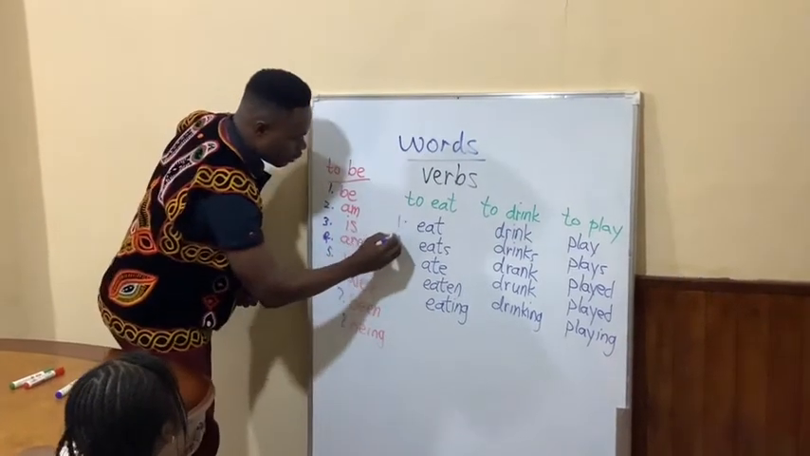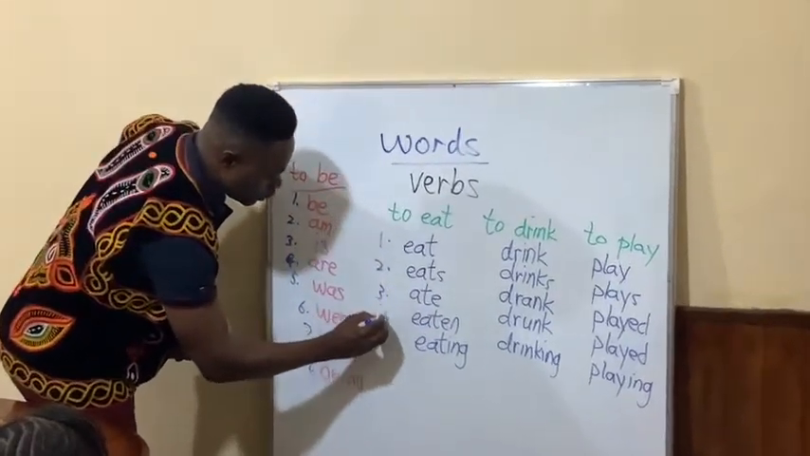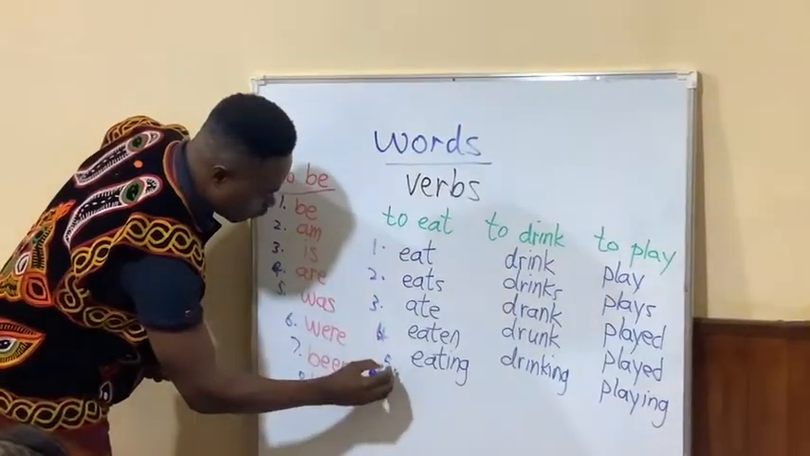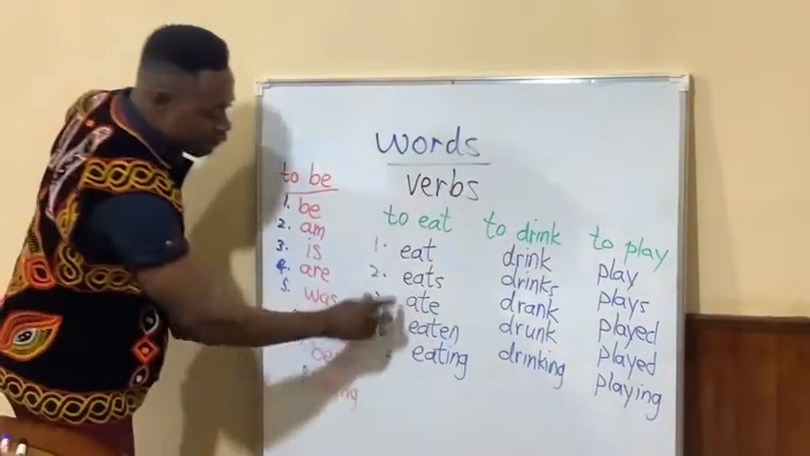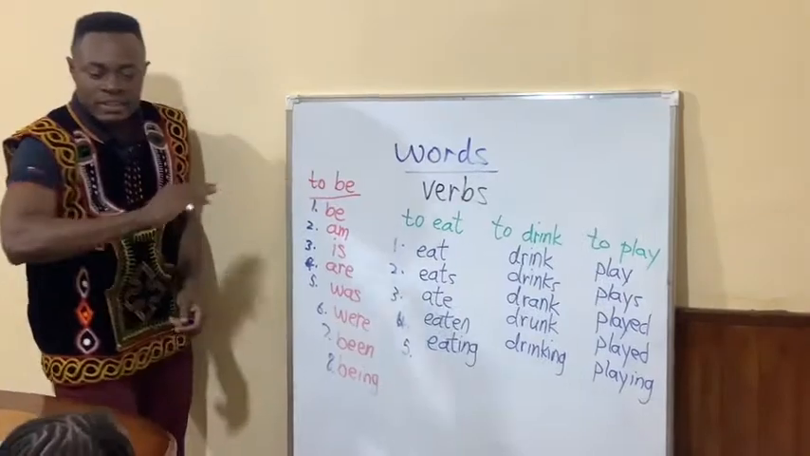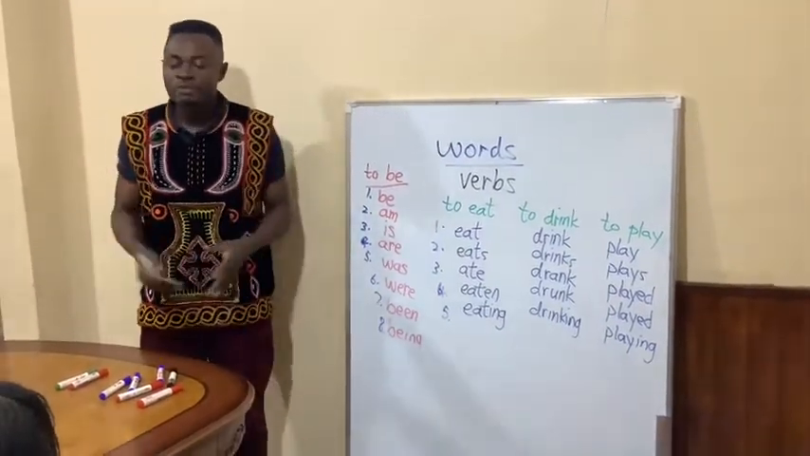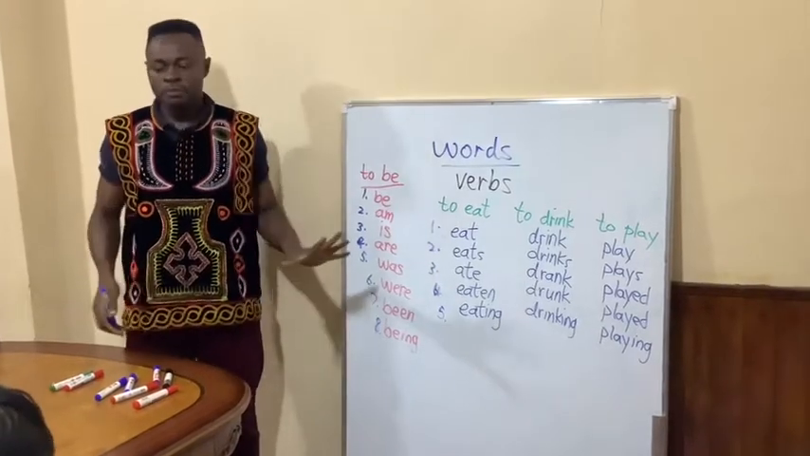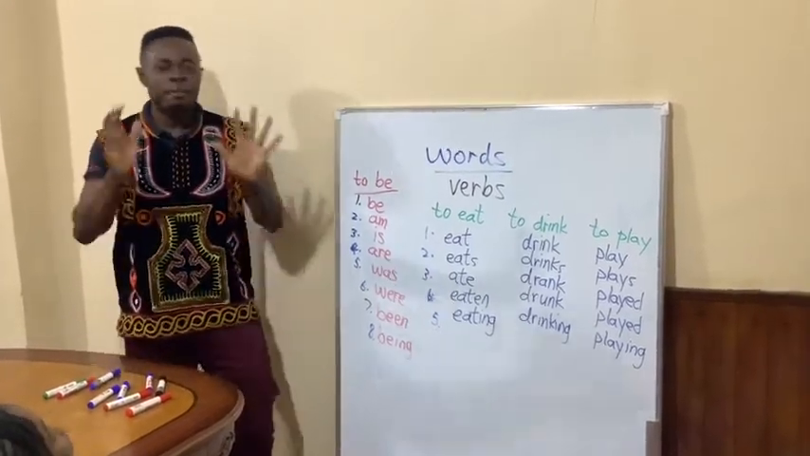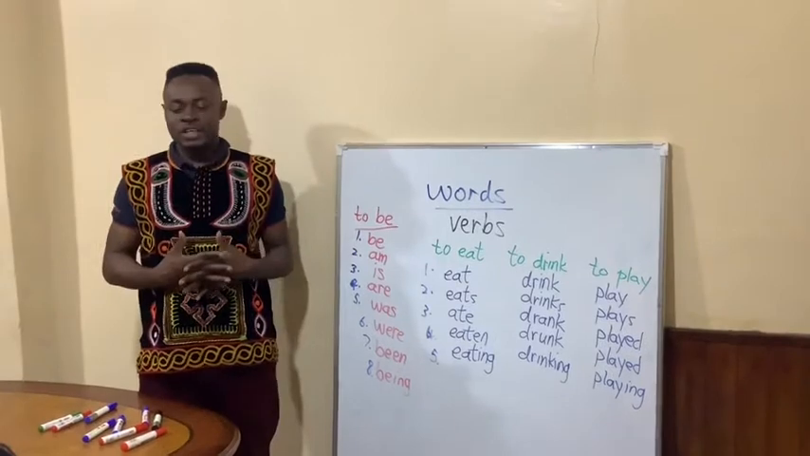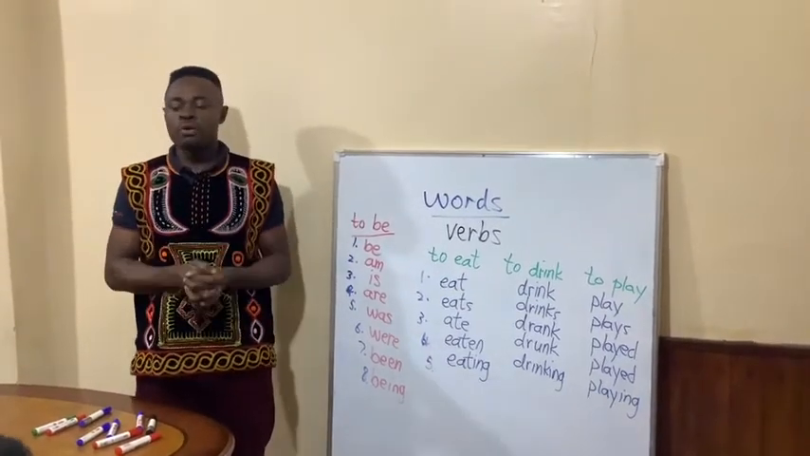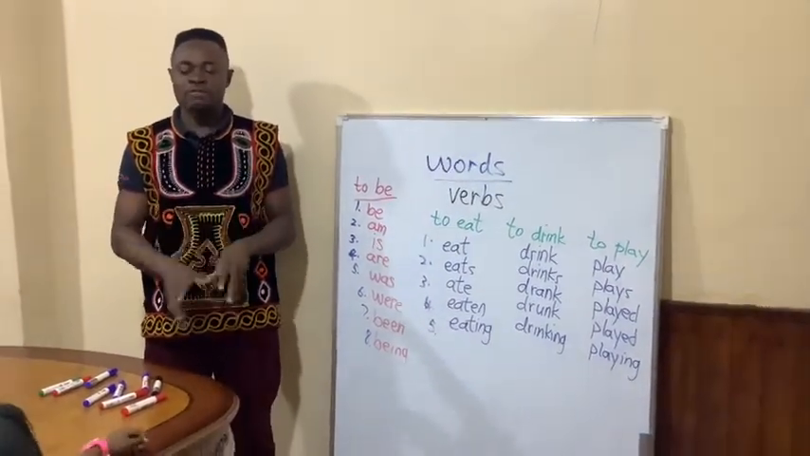And here, 1, 2, 3, 4, 5. Now, 5, this is unique for all verbs in English. Again, all verbs in English with the exception of to be. How many forms? 5 forms. So that is the first part of our presentation. That we should know verbs in English come in 5 forms.